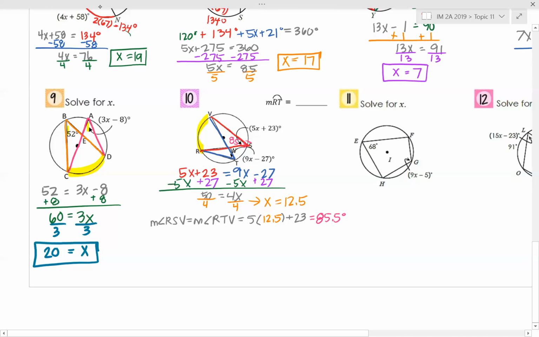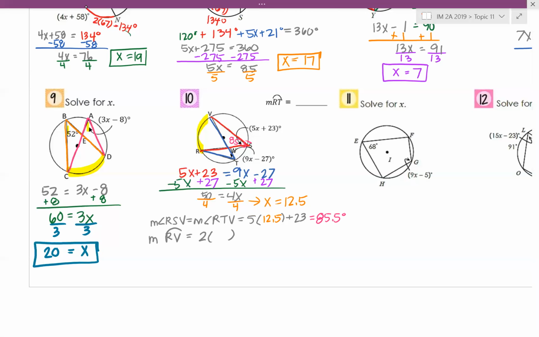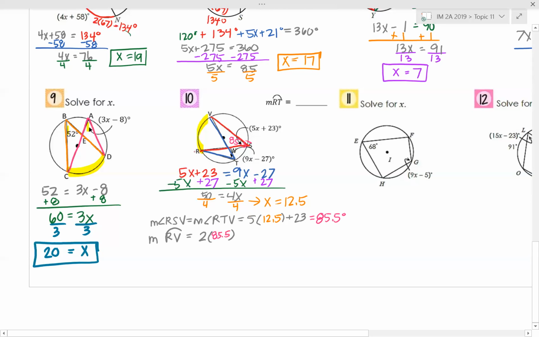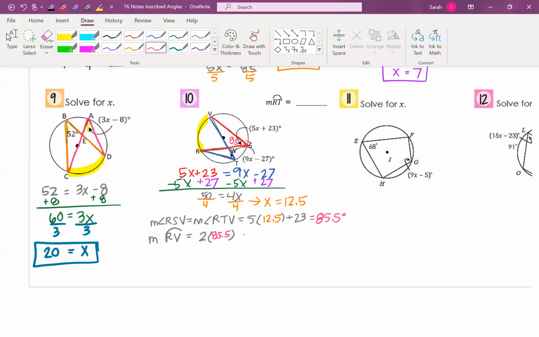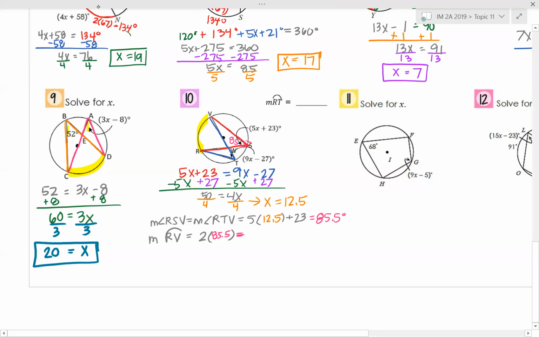Because of that, what we can figure out from here is the arc across from them. It's not the arc that we need, because we need arc RT, but we can find the measure of arc RV because it's just double the inscribed angle. So if I multiply the 85.5 by 2, that's going to give us that arc measure, which gives us 171. So that's going to be 171 degrees there.